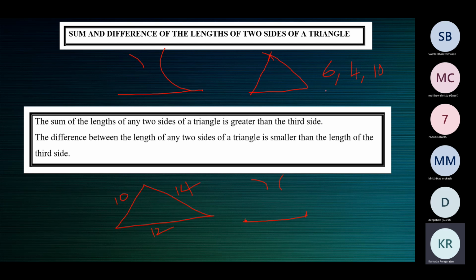You cannot construct a triangle with sides 6, 4, and 10 centimeters. Let's take another example. Supposing we have 8, 13, and 4. What is 8 plus 13, children? 21. Is it greater than what should I check? It should be greater than 4. 8 plus 13 is 21, which is greater than the third side 4. True.